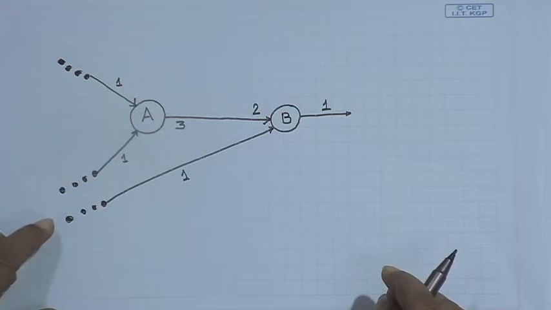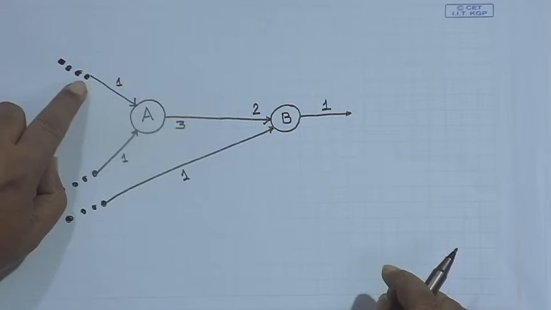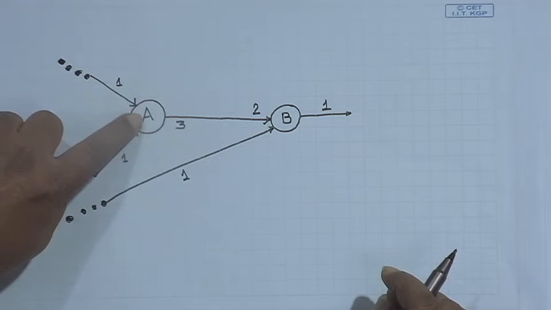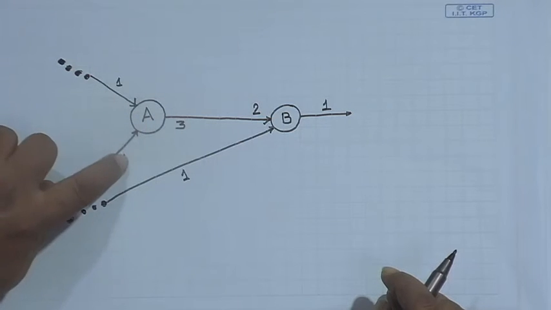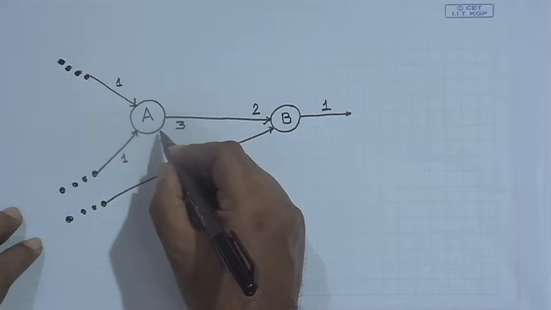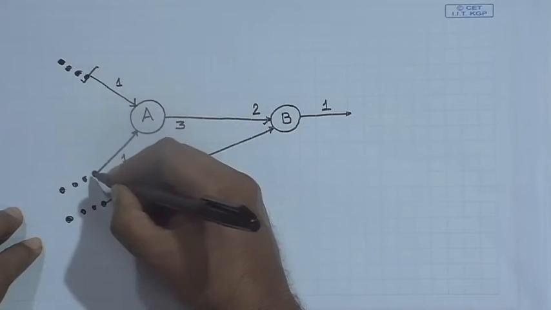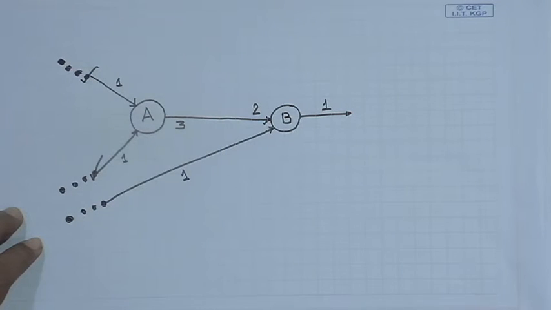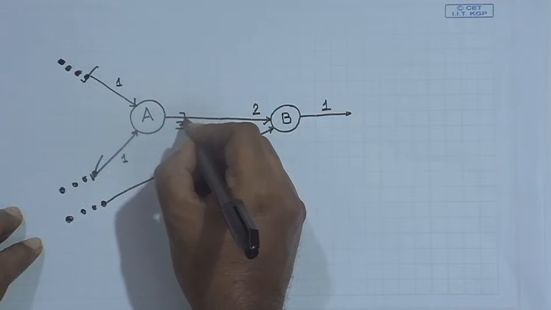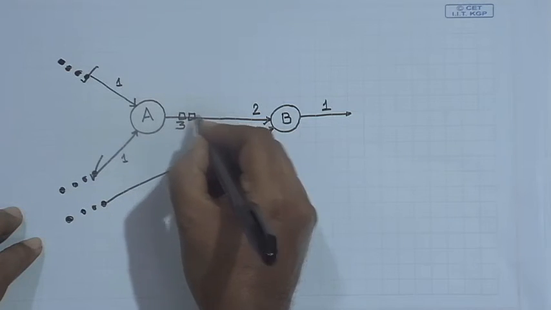What it means is, this has got the requisite number of tokens. Why requisite number of tokens? 1 is required. So, as this one fires, this one is consumed, this one is consumed, and here I will produce 3 tokens.